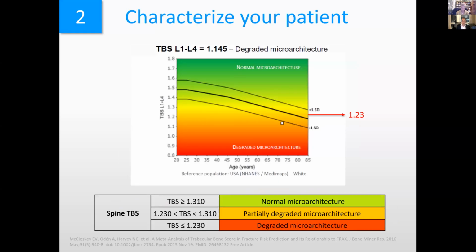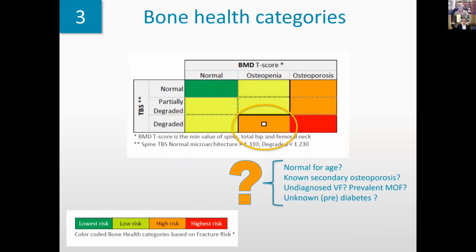Second, I will see whether my patient has normal microstructure, partially degraded, or degraded microarchitecture. And I will see here with a normal reference curve if I'm within normal compared to my age. But then after, I will take the BMD and the TBS and see where I'm localized here. Am I at the highest risk? Am I at a high risk, low risk, or lowest risk? It doesn't mean no risk, but lowest risk. Then I will see where I am.